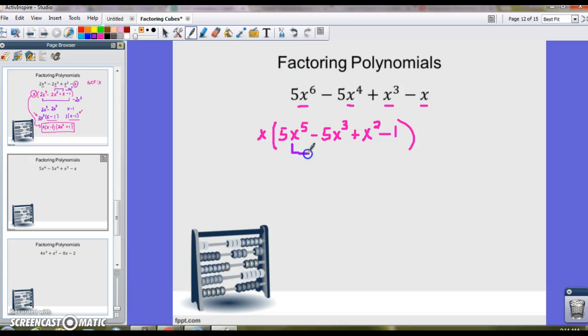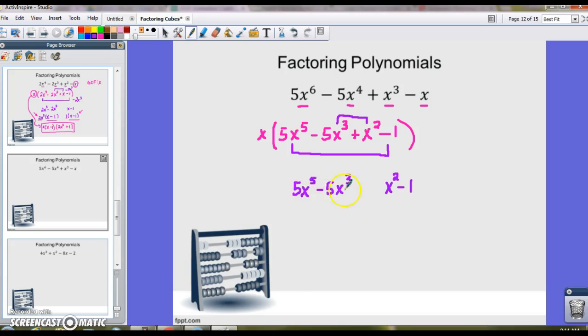But right now I want to look at my polynomial and I want to look at my 4 terms. I want to make sure that the product of the outside terms is equal to the product of the inside terms, which it is. I get negative 5x to the 5th on the outside and negative 5x to the 5th on the inside. So I'm going to group my first 2 terms together. And I'm going to group my last 2 terms together.